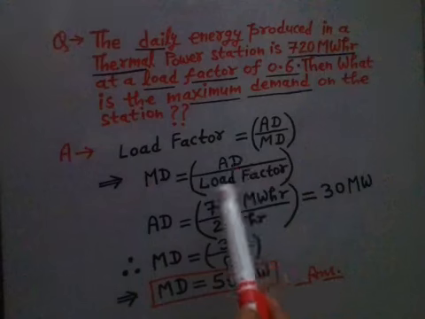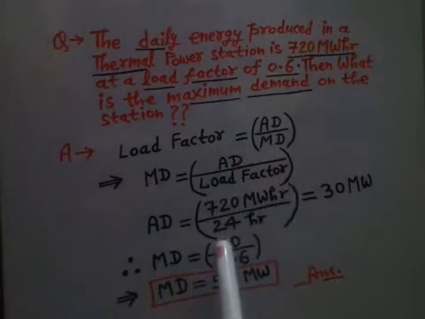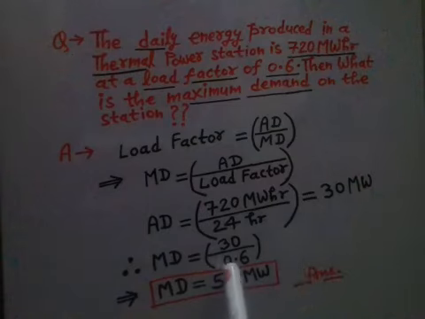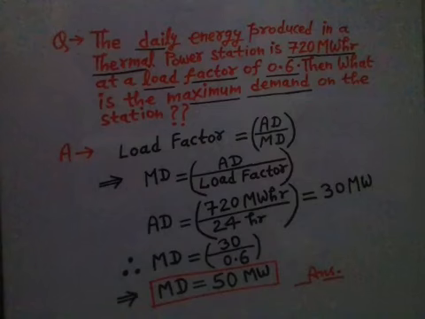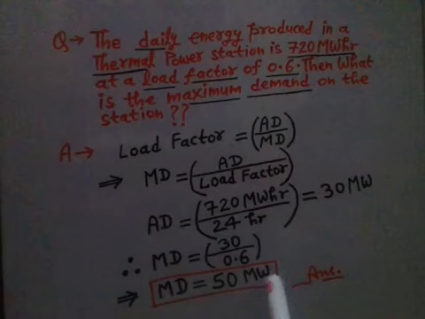And then maximum demand comes out to be equal to average demand by load factor. So from here you write 30 megawatt, that is the average demand, divided by load factor, that is 0.6, it is given, right? Load factor is given as 0.6. So here the maximum demand comes out to be equal to 50. Maximum demand comes out to be 50 megawatts, and that is the answer.